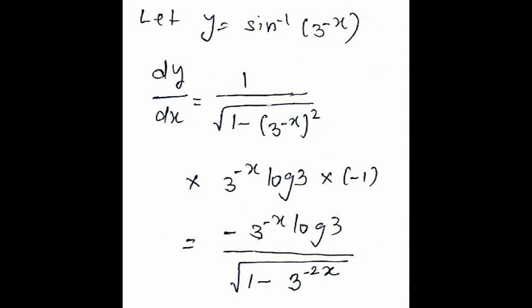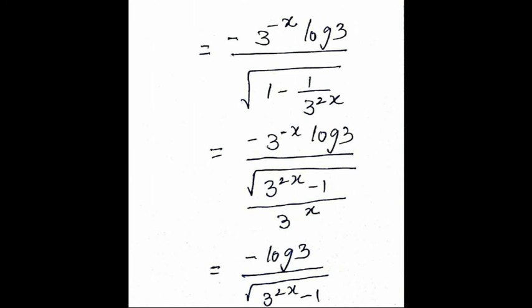Derivative of sin inverse x is 1 upon root of 1 minus x square, and derivative of 3 raised to minus x is 3 raised to minus x into log 3 into minus 1, which is equal to minus 3 raised to minus x into log 3 divided by root of 1 minus 3 raised to minus 2x. Simplifying this, we get minus log 3 divided by root of 3 raised to 2x minus 1.